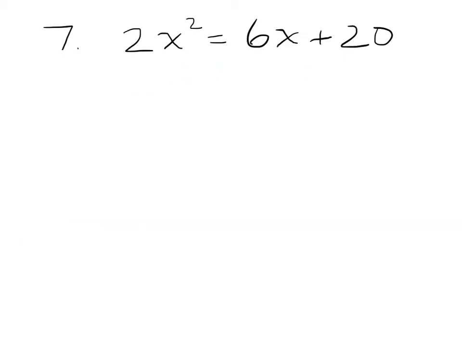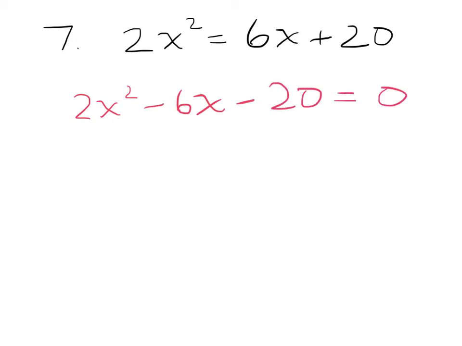Feel free to go ahead and pause the video here if you want to give it a try. Remember, the first step would be to set it equal to 0. So setting this equal to 0, I want to keep the coefficient of the x squared a positive 2. So I'm going to move these two over. When I do that, I end up with 2x squared minus 6x minus 20 equals 0. So I've set it equal to 0. I can use the zero product property, but first I need to factor.